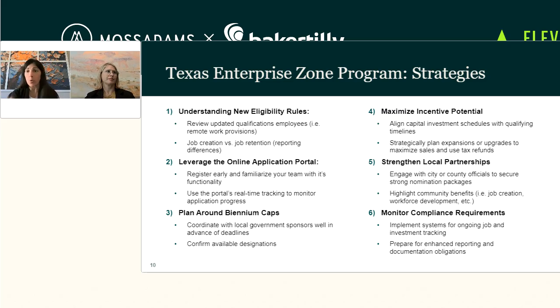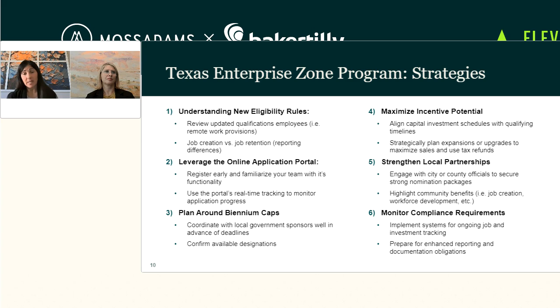It just started, so again, there's 105 designations available. The first application round was September 1st, so they're currently reviewing those applications. But you also want to work with your jurisdiction, because the jurisdiction you're located in, depending upon that population, is only able to have 6 or 9 designations per biennium. So you're going to want to reach out to them to see what they have available and the timing of getting you a nomination.